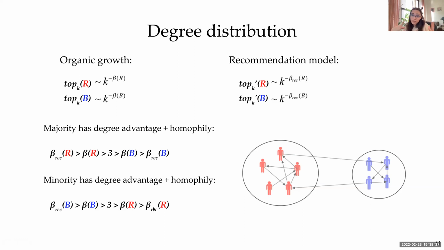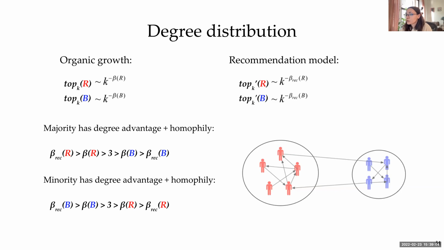So it's not that recommendation created inequality that always favors a majority group, it's that it amplified something that's already existing. And it may be the case that it's a minority that's more homophilic that has a degree advantage. In that case, that effect will be amplified. And the model allows us to compute, in closed form, exactly when a minority group would be advantaged.